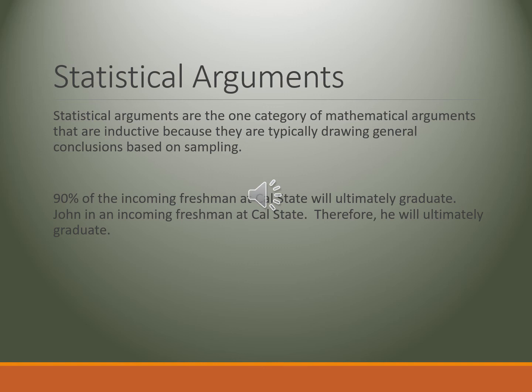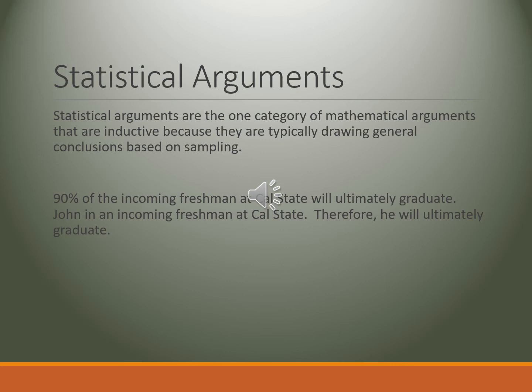For example, if we take a poll and we determine that 90% of the incoming freshmen at Cal State San Marcos will ultimately graduate, and we know that John is an incoming freshman at Cal State San Marcos, well, we can reasonably conclude that he will graduate, but only with a very high degree of probability. Since 90% of the students do graduate and John is an incoming student, he will probably graduate, but not necessarily.